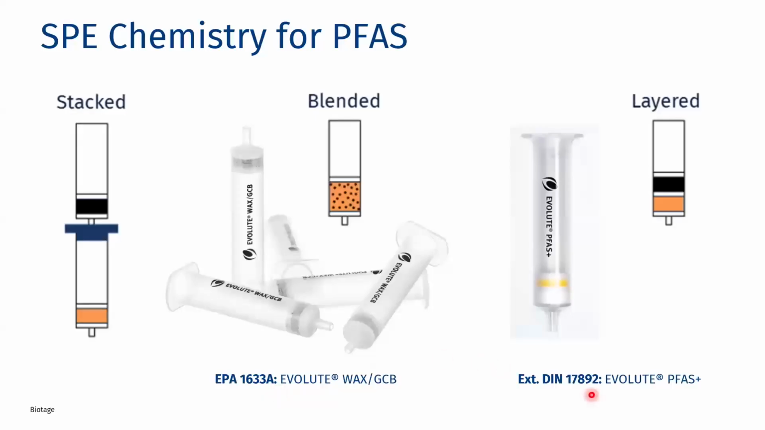But for the DIN method, labs are using a layered DVB and WAX cartridge. It has the weak anion exchange sorbent in one layer, and then the divinyl benzene hydrophobic sorbent in another layer. We've developed this as well. It's our Evolute PFAS Plus column, and we'll go into a little bit why that's helpful in getting some recoveries up.